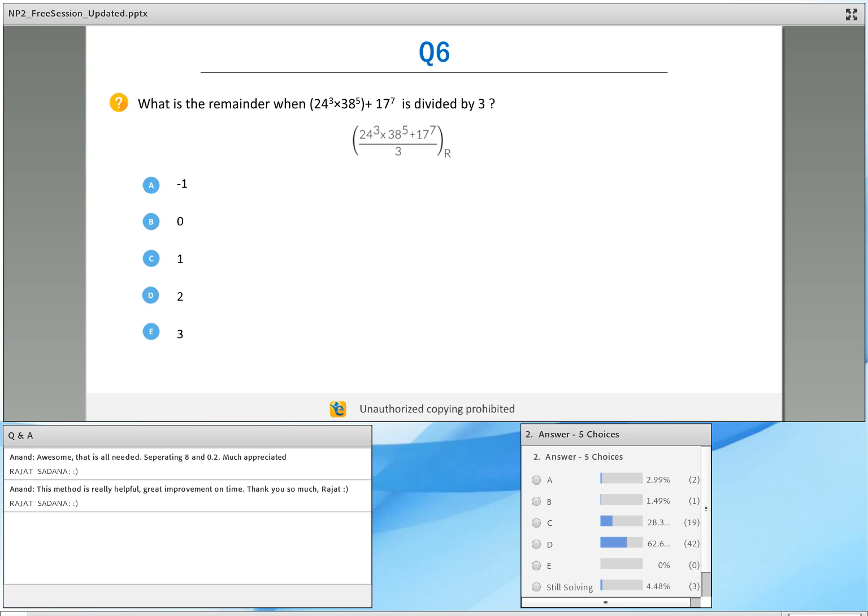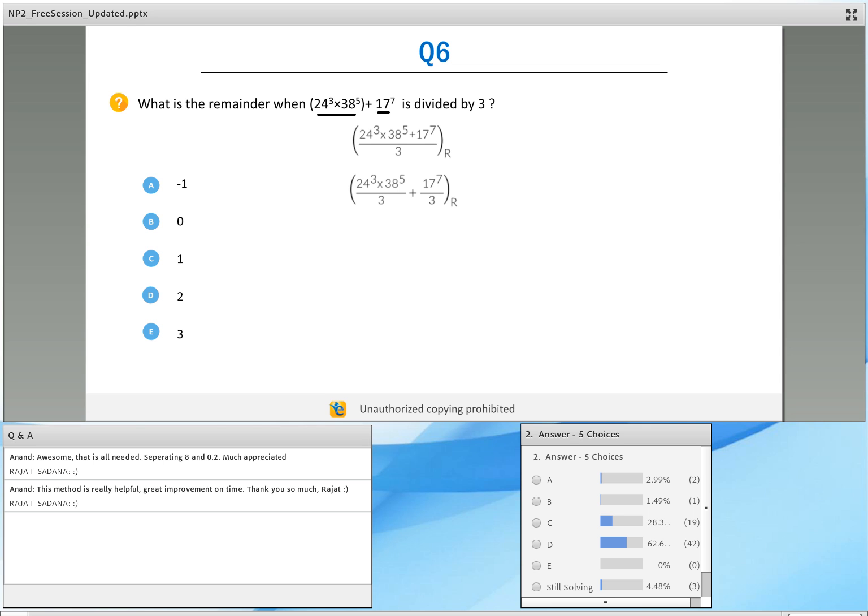So what do we have to get? We have to find the remainder of the scary product of the scary numbers plus 17 to the power 7 divided by 3. Okay, so what do we do? We really just say, hey, the remainder of the sum of two numbers is the sum of their individual remainders. We know that piece already.